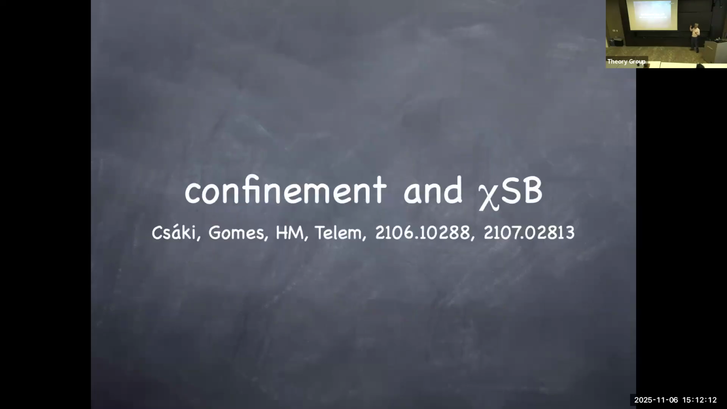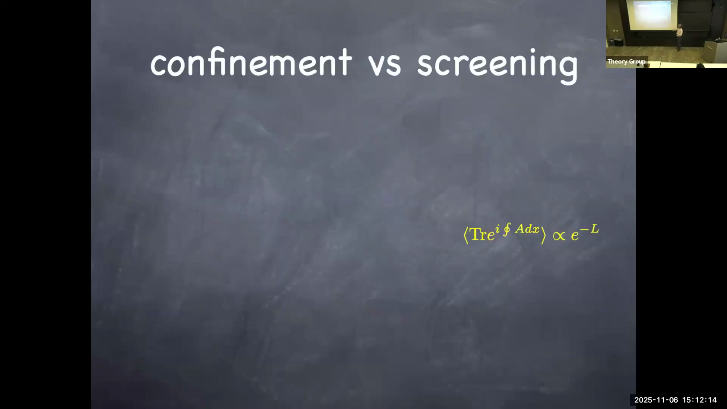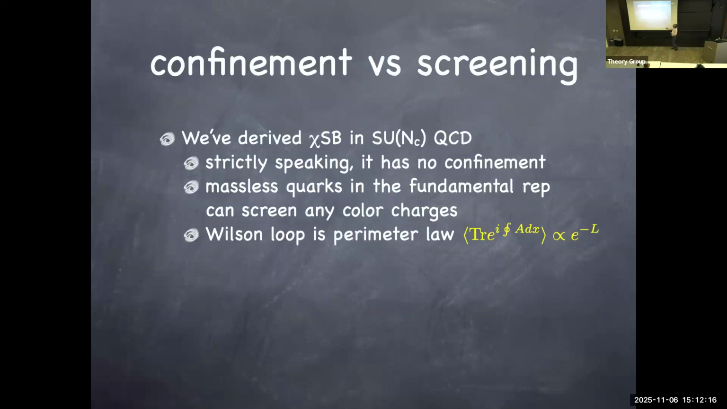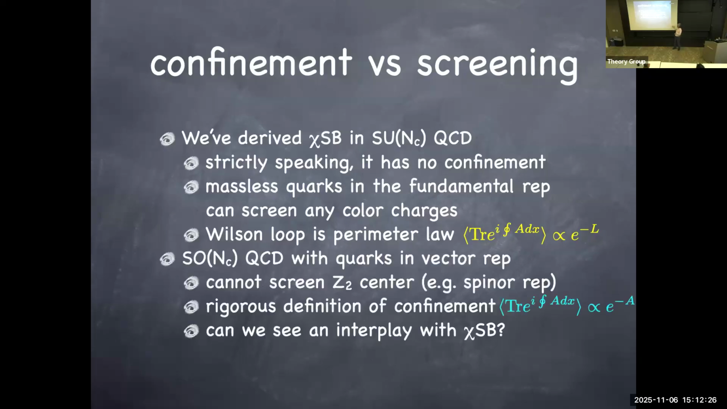And once you have the SU(N) gauge theory nailed down, I can ask the question about confinement. In SU(N) gauge theories, you can screen any color charges with the quarks in the fundamental representation. So there's actually no precise notion of confinement, it turns out. The Wilson loop doesn't show the area law. But if you switch to SO(NC) gauge theory, with the quarks transforming under the vector representation, there is a Z2 center of the group that cannot be screened by the dynamical quarks. So there is a rigorous definition of confinement in this theory.